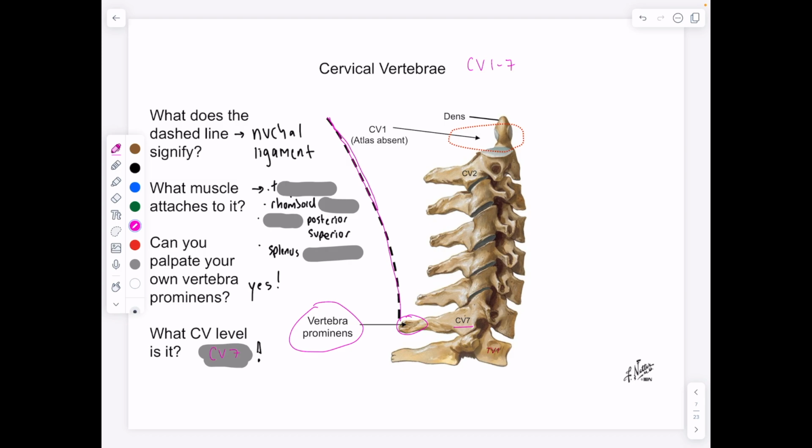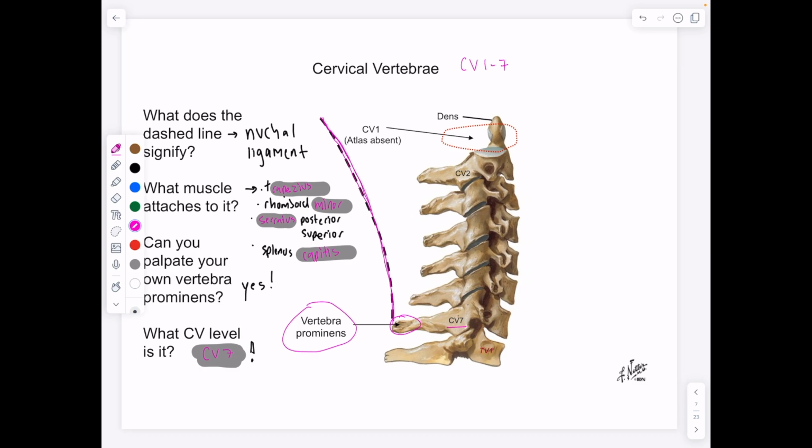And then, what muscles attach to this guy? Well, we know a whole bunch, right? We have the trapezius, we have the rhomboid minor, we have the serratus posterior superior, and then we have the splenius capitis. Okay, so quite a few.